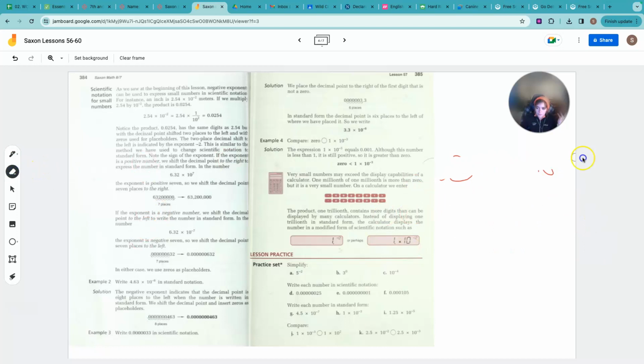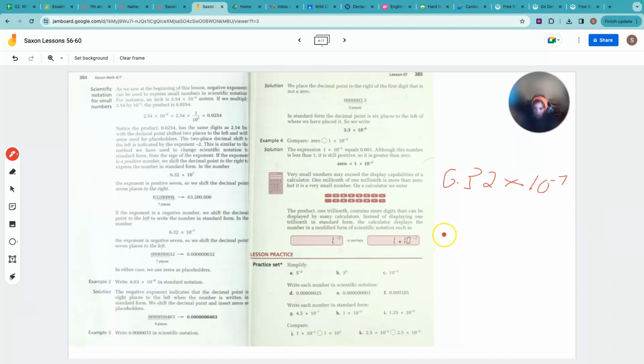So let's try another one. Oh my gosh, this one again. Okay. 6.32 times 10 to the negative 7. So again, it's a negative exponent. You already heard it. You know what to do. Negatives are losers. Losers go left. So, we're going to have to move this 7 times. But that's what we're going to have to do at this point.